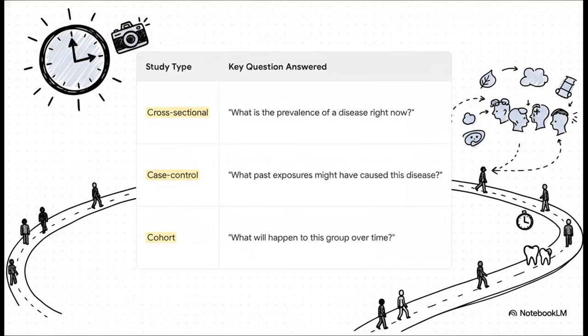Okay, let's look at three key types of analytical study. First up, the cross-sectional study. Think of this as a snapshot in time. It answers the question, what's happening right now? Next, we have the case control study. This one looks backwards in time. It's retrospective. It asks what past exposures might have caused this. And finally, the cohort study. This one looks forwards. It's prospective. It asks what will happen to this group over time.